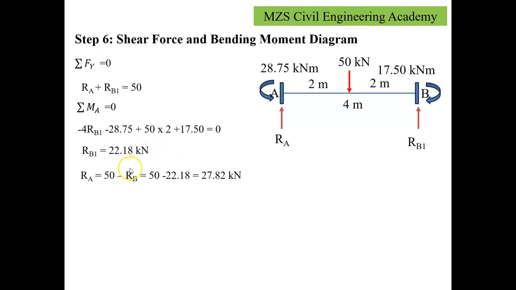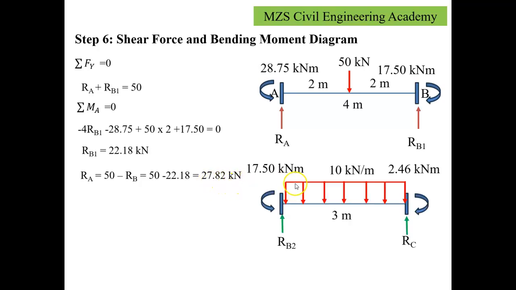Once we get RB1, we'll back substitute this into the earlier relationship. From that we can get RA equals 50 minus RB1, which results in a value of 27.82. Now we'll go for the second span.